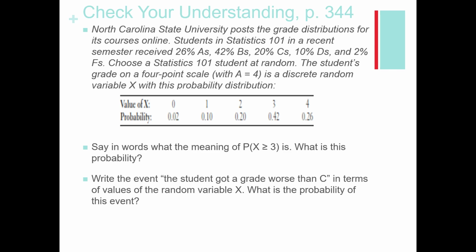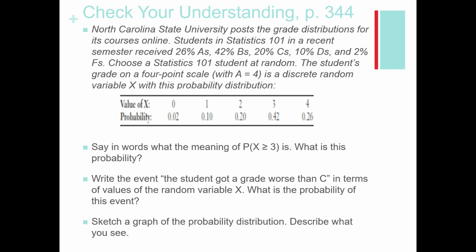Now we need to look at the student got a grade worse than C, C's a 2.0, in terms of values of the random variable X. So this would be our 0 and our 1. So we're looking for P(X < 2), and that would be the 0.02 for F plus the 0.1 for D. So this is going to give a total probability of 0.12. So P(X < 2) would be 0.12 or 12%.